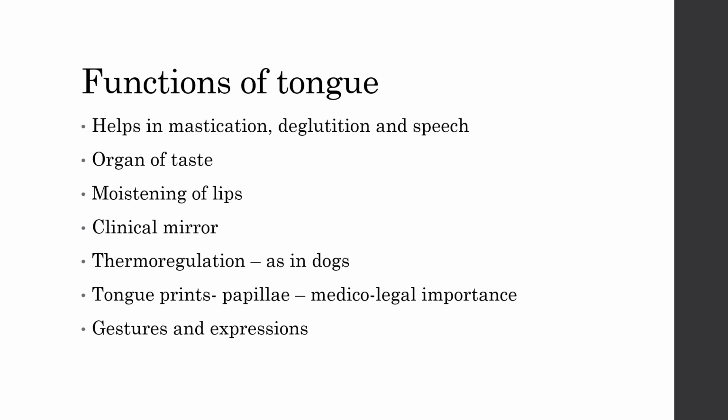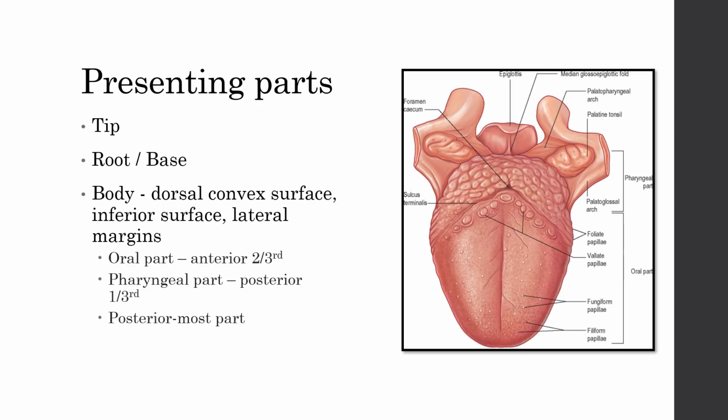Tongue prints: just as we have fingerprints, tongue prints are produced because of the presence of papillae on them, and this is of medico-legal importance. Now, the tongue is also used for certain gestures and some expressions, which is the least important function of the tongue. The parts: it has a tip, a root or a base. It has a body. Now the body has a dorsal surface, an inferior surface, and two lateral margins.